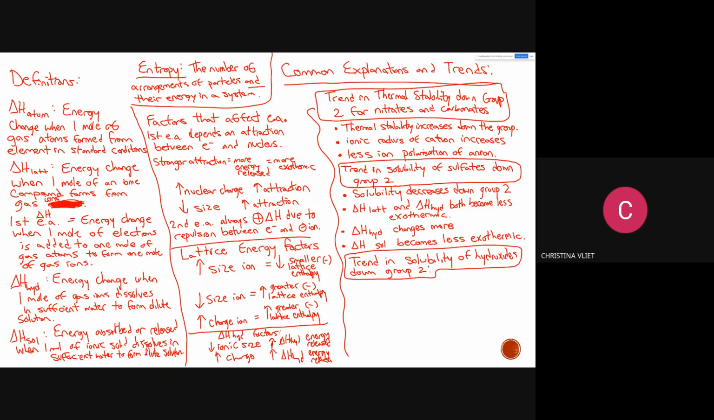Trend in solubility of hydroxides down group 2. Remember that the sulfates and the hydroxides are opposite. So if the sulfates decrease in solubility down group 2, the hydroxides increase in solubility. So solubility increases down the group, down group 2.